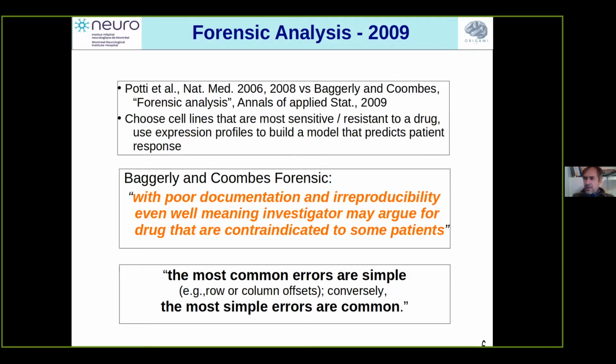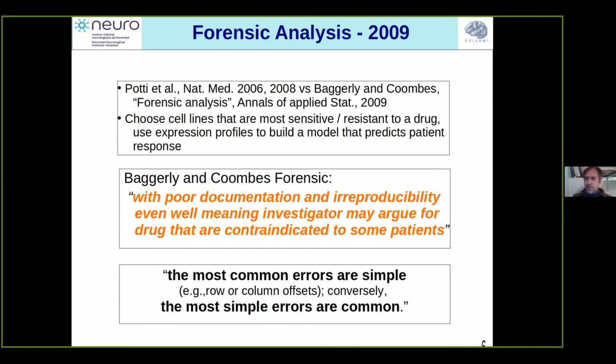Another key study, which I found very, very interesting, is the forensic analysis from Baggerly and Coombes, published in 2009, so quite a while back. And I think that's very interesting because you may have heard about the Potti scandal and the Duke scandal, but I think very, very little of the actual problems with reproducibility is coming from fraud in our fields. Most of it is from other factors.